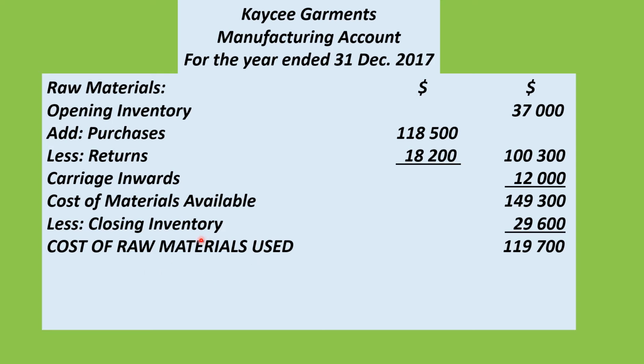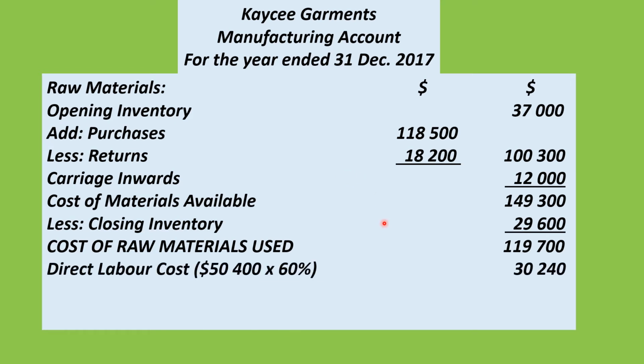Okay, now to get this figure, you always have these things in here. The purchases, the returns, the carriage inwards, or the raw materials available when you add it to the opening stock. And we minus the closing inventory, we will get the cost of raw materials. It's always the same, so you can take half an hour and memorize this if it takes you that long, and you'll have it ready for your exam.